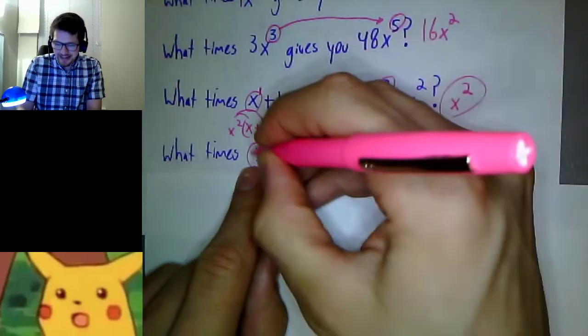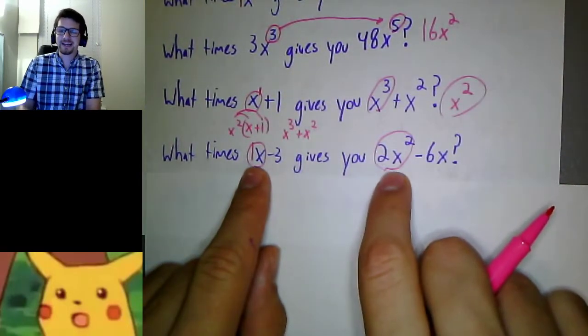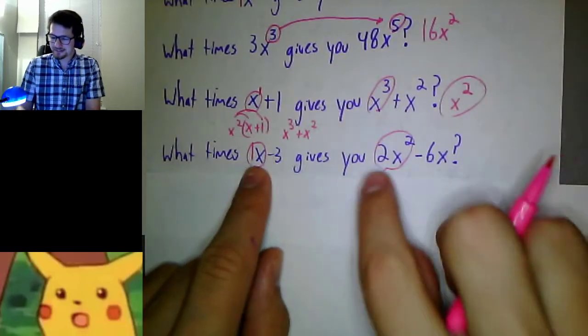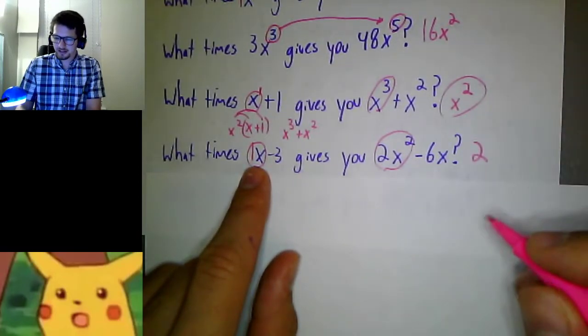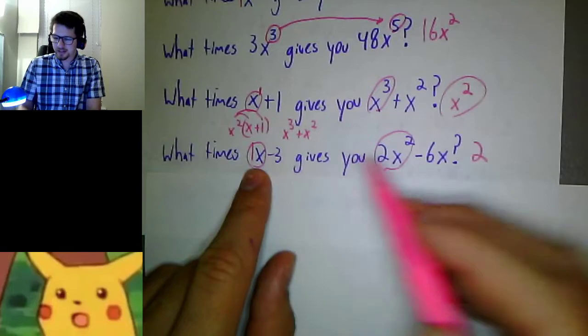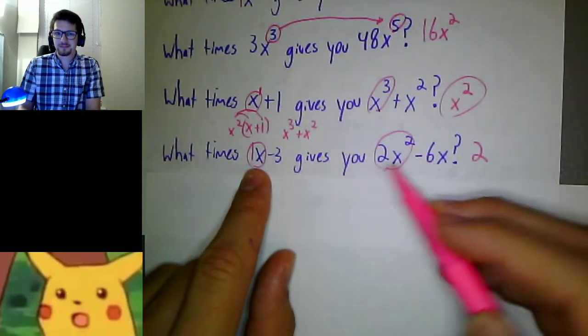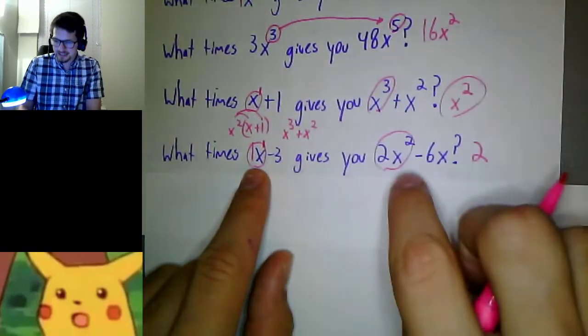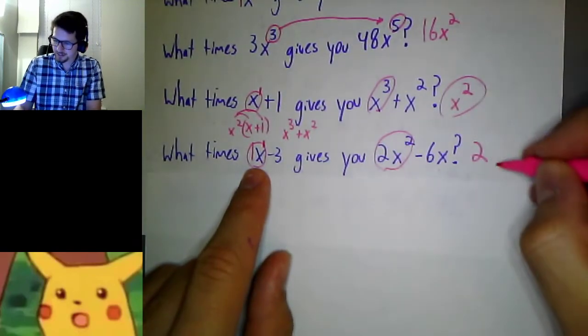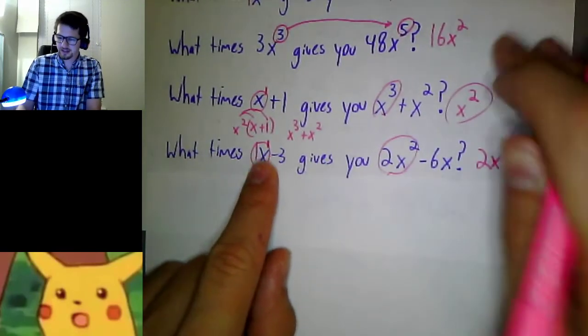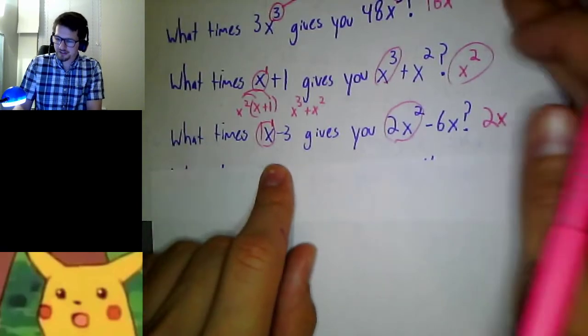X times 1x times what would give me 2x? I need a 2. 1 times 2 gives me 2. Okay? Now, x times what gives me x squared? If I'm going from x to the 1 to x to the 2, I need one more x, so that would be 2x. And so hopefully that would distribute correctly.